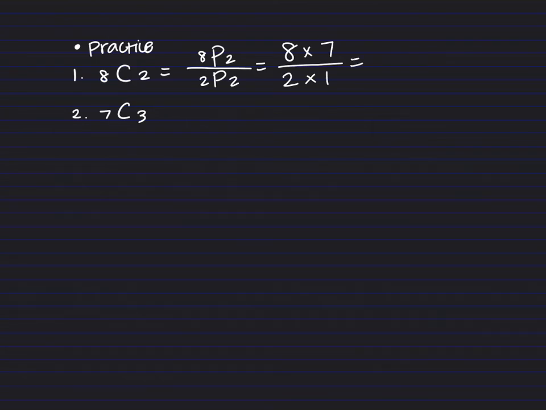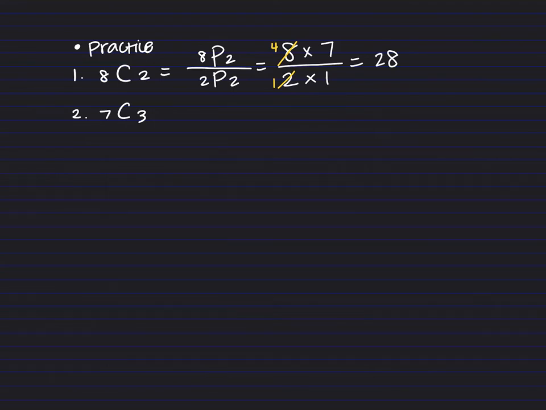If you like to go ahead and simplify the numbers before you multiply, that is okay, which I prefer, but if you want to go ahead and multiply the numbers first and then divide it all together, that's also possible. So I'm going to just go ahead and simplify it here like this, and I'm going to be left with 4 times 7, which is 28. So I have 28 different possibilities of choosing 2 different things from 8 different possibilities.